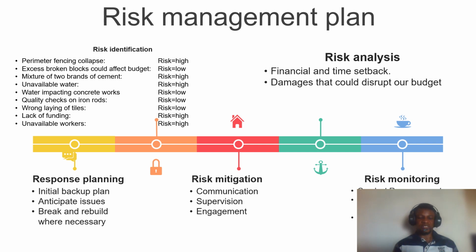Of course, this has been ranked as a low risk: mixture of two brands of cement. For example, two of the major cements in Nigeria are Dangote cement and Lafarge cement. However, Dangote cement is regarded to dry faster when compared to Lafarge cement, but Lafarge cement, on the other hand, lasts longer and is stronger than Dangote cement, even though it doesn't dry as fast as Dangote cement, right? So if these two cements are mixed together, it can in fact impact the strength or the integrity of the project.